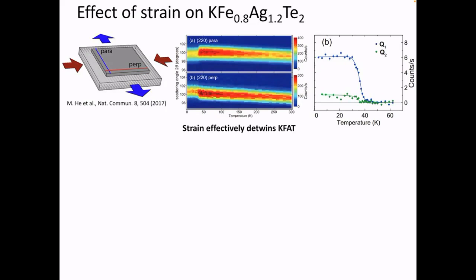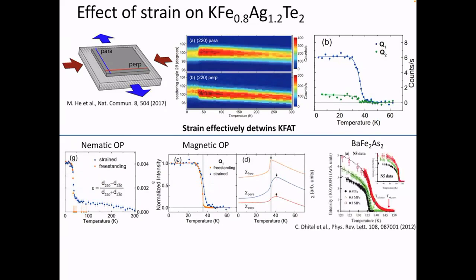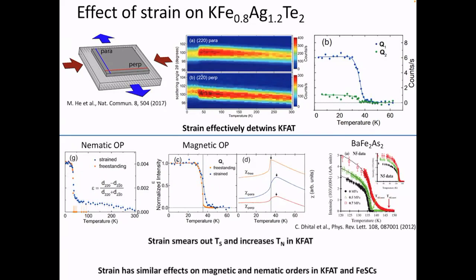And then we look at the structural distortion. We compare with the freestanding sample, and the structural distortion is kind of smeared out, even though you can still see a clear kink here. Then when you look at the magnetic order parameter and compare it with the freestanding sample, you see that the magnetic transition is also enhanced somewhat. And this is also seen in the susceptibility measurement: the peak of the magnetic susceptibility increases under strain. This is similar to the measurements in barium iron arsenide. Once you apply strain, the transition temperatures increase. So this is another similarity between these systems.